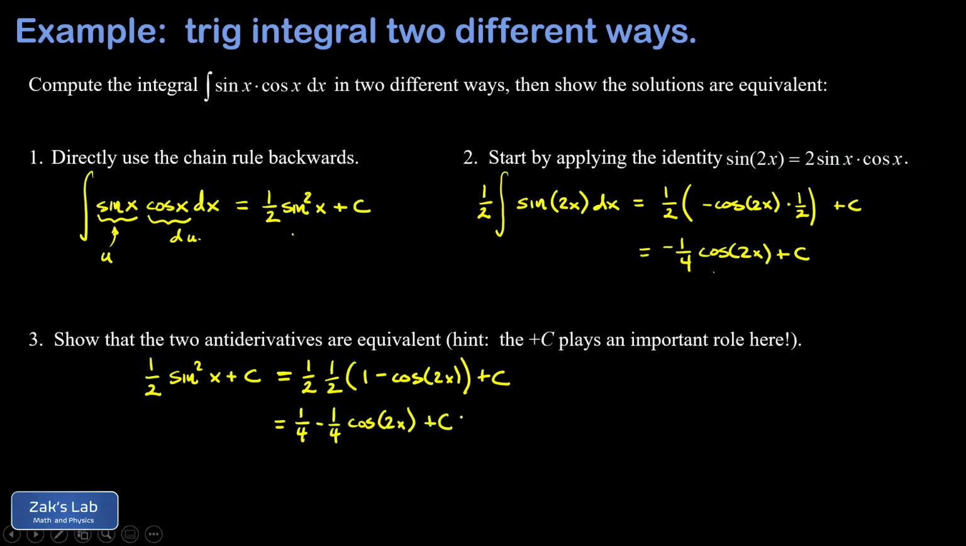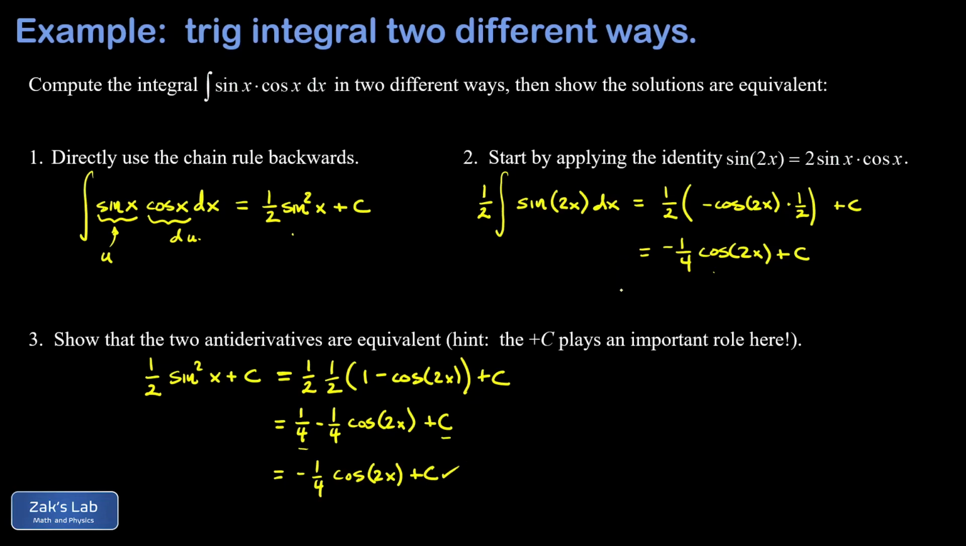And here's where the arbitrary constant comes in. If c is really an arbitrary constant, then c plus 1/4 is also an arbitrary constant, and we can just give it the same name. We could just call it c. So I end up with negative 1/4 cosine of 2x plus c. And we've shown that our two solutions are equivalent.